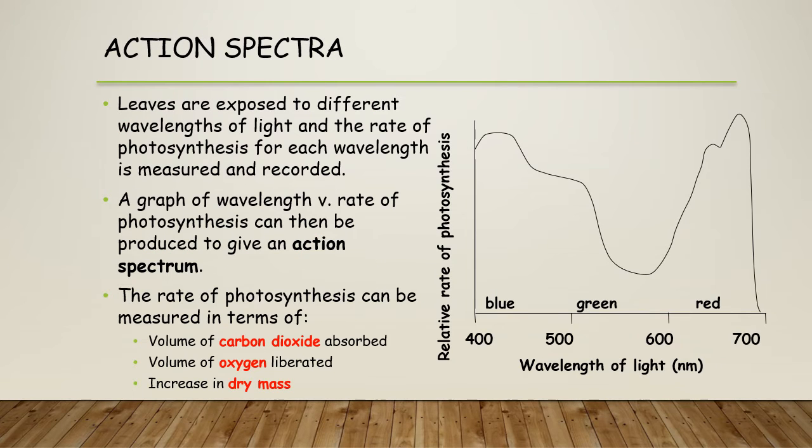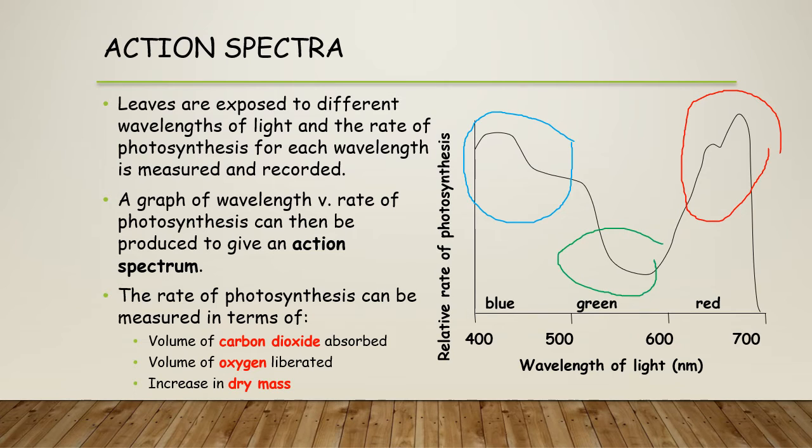This second graph, however, probably more important, is the action spectra. So we're now talking about the rate of photosynthesis dependent on the wavelength of light. As you can see, if we expose leaves to red light, we get a good peak of photosynthesis. And again, down here at this end in the blue area, we're also getting a high rate of photosynthesis. And again, down here in the green, we're getting a lower rate of photosynthesis.